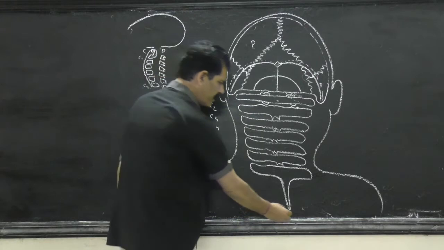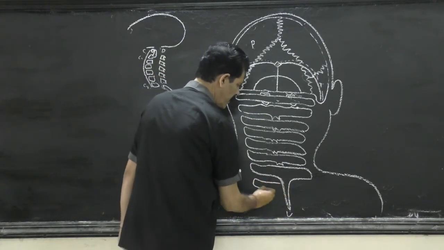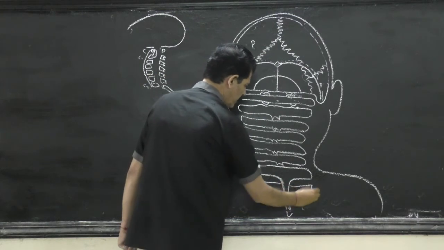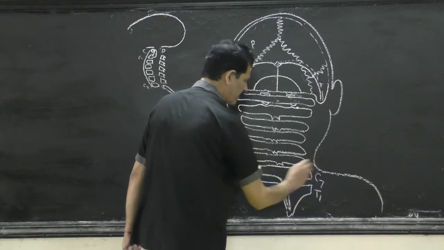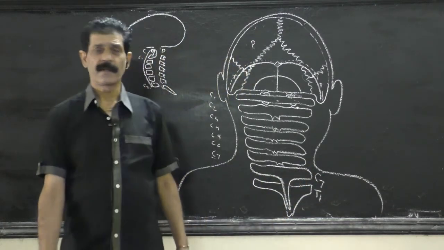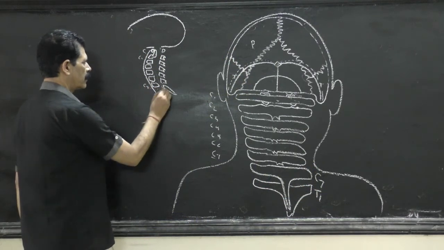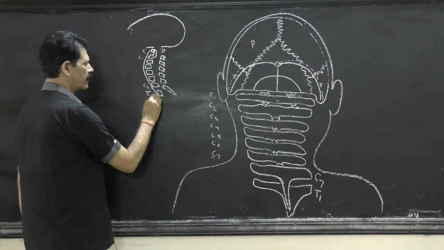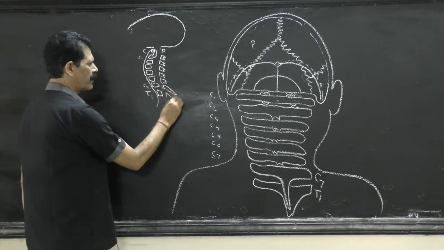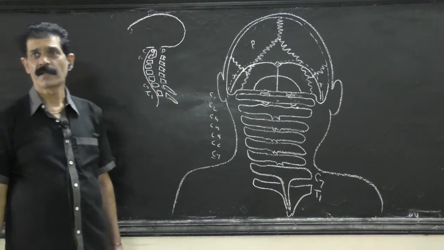Any tip you find below this will be, after C7, what starts? T1 vertebra. First thoracic spine. So this is the thoracic vertebra, now they start. C7, this is T1. And all the thoracic vertebrae have long spines. This is a feature of the thoracic vertebra.